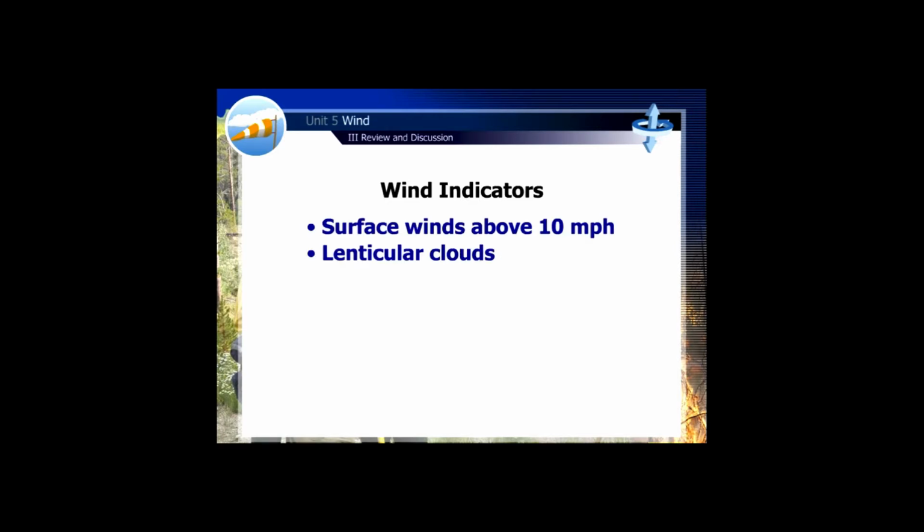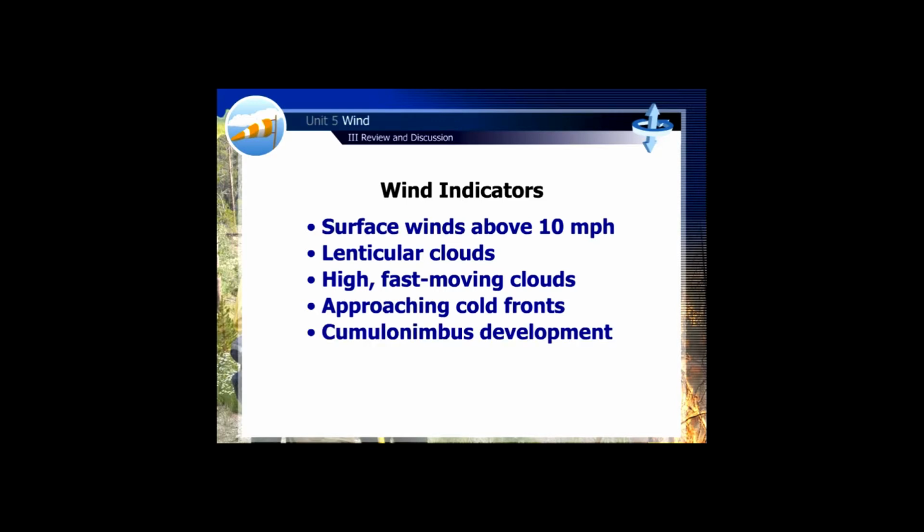We have just covered 7 indicators for wind: surface winds above 10 miles per hour, lenticular clouds, high fast-moving clouds, approaching cold front, cumulonimbus development, sudden calm, battling and shifting winds.